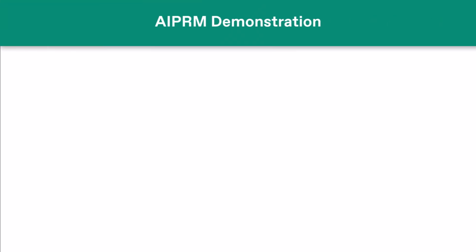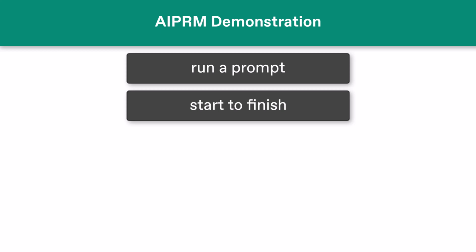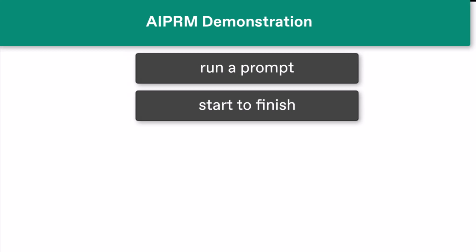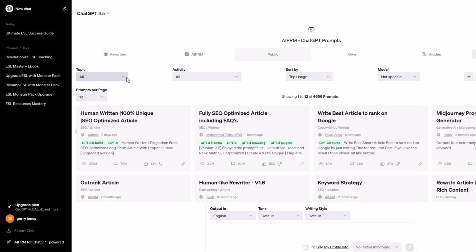Here's a demo video. I'm going to show you how to run a prompt from start to finish. Basically, it's 5 steps. First, log into your ChatGPT account and click the Public tab.